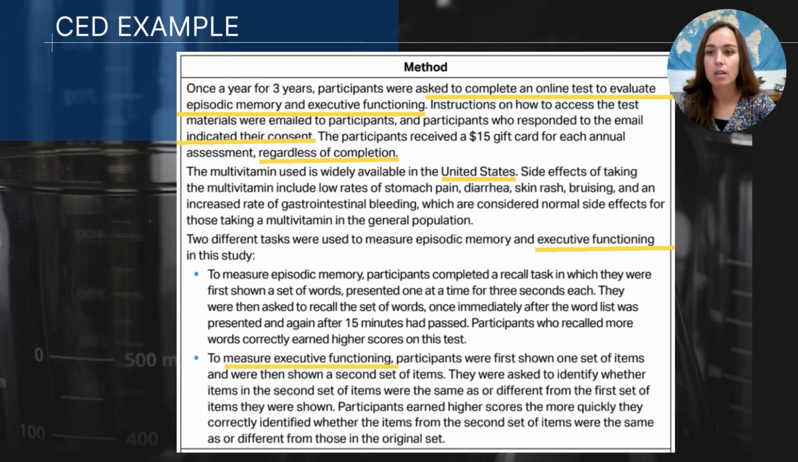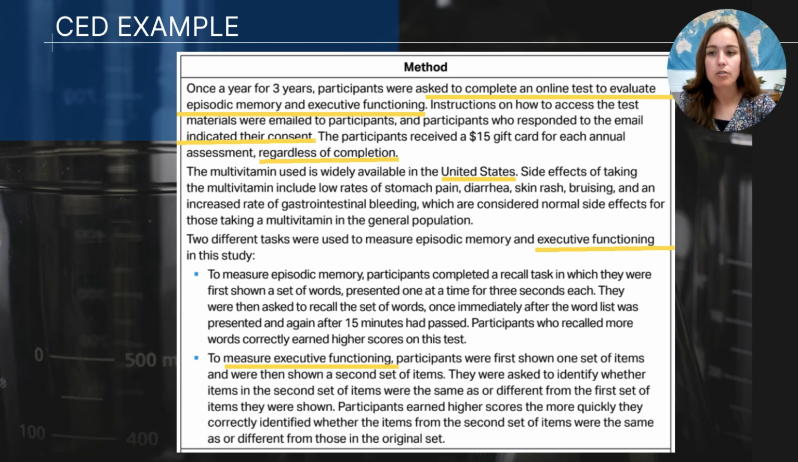executive functioning. All right, so instructions on how to access the test materials were emailed to participants, and participants who responded to the email indicated their consent. Did you catch that was an ethical guideline? They were emailed instructions and were asked to give their consent. The participants received a $15 gift card for each annual assessment, regardless of their completion. That's another important aspect. So it implies that the participants were allowed to withdraw at any time.